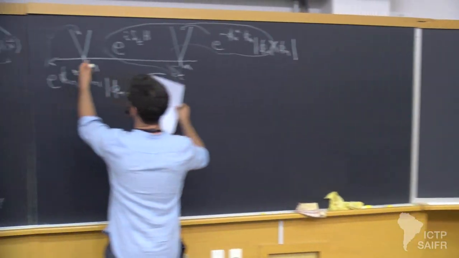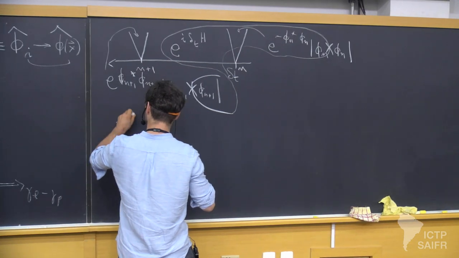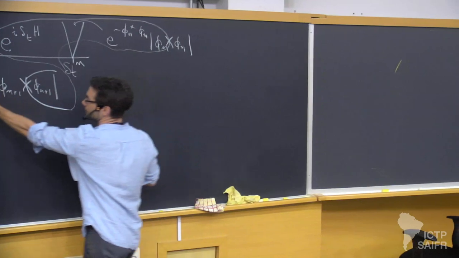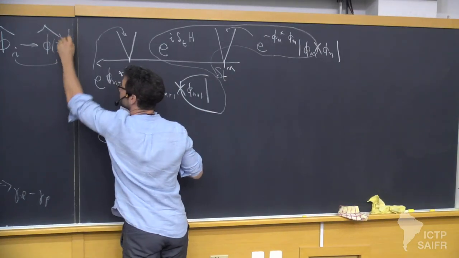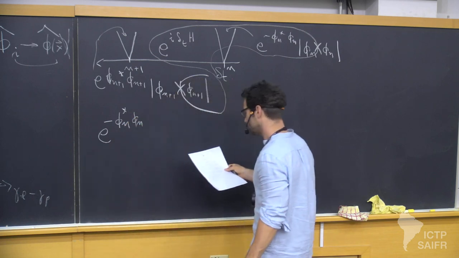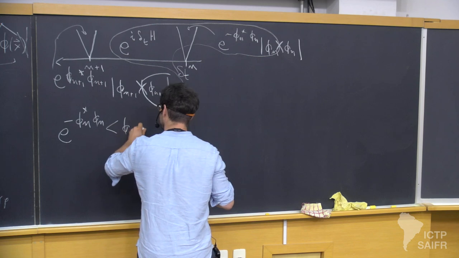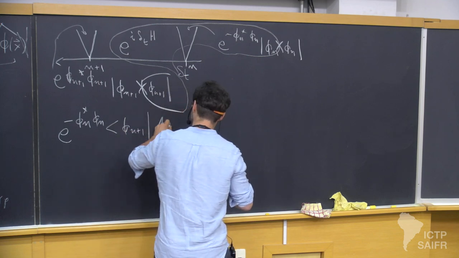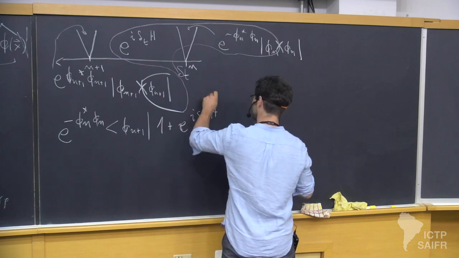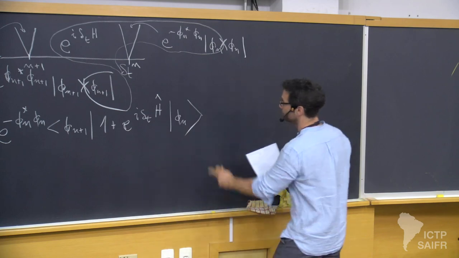We look at the matrix element for one time step, which includes this factor here. This factor is counted to the next time step. Here we just have this thing. And we look, as I said, at the matrix element with phi n from here.